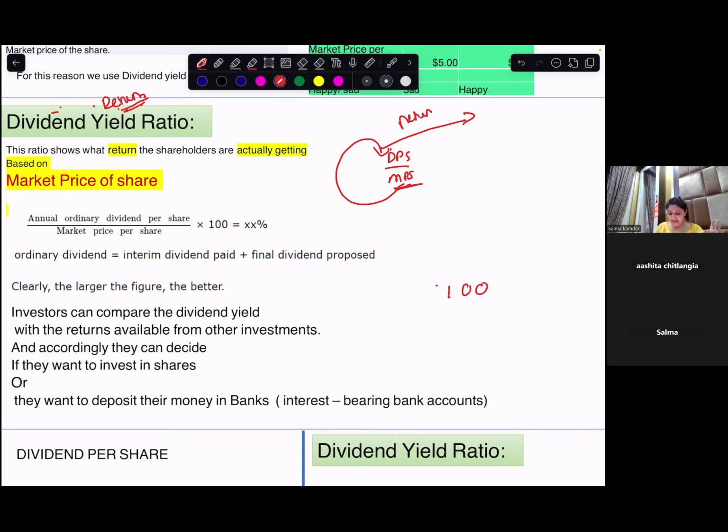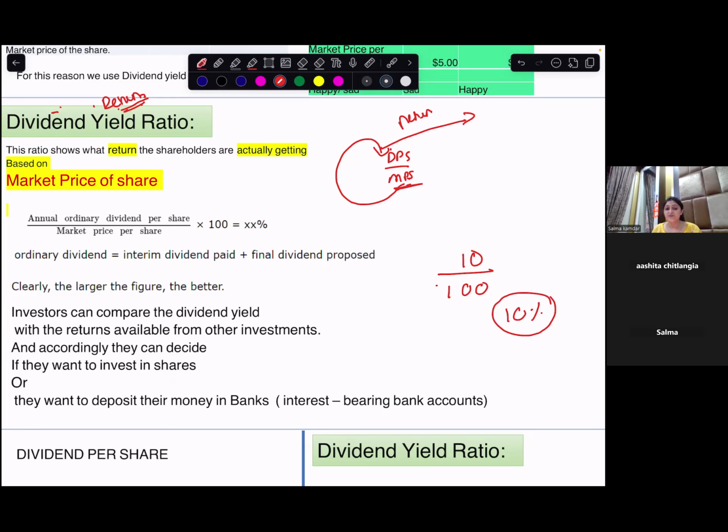If your market price is 100 and dividend per share is 10, that means you're getting a 10% return. Is 10% good or bad? That depends on how much return you're getting from other companies. You also have to compare it, so the bigger the figure, the better.